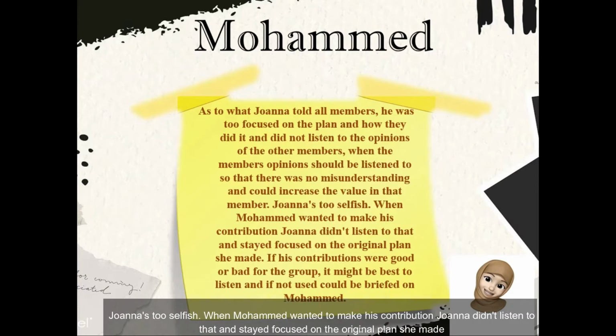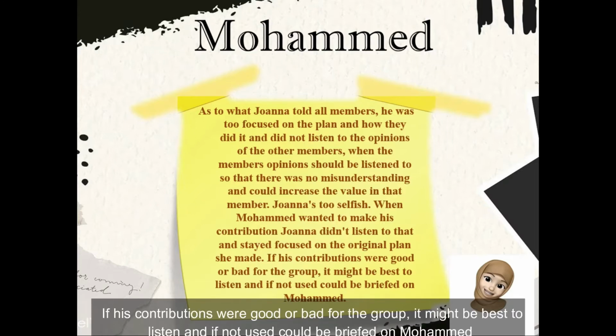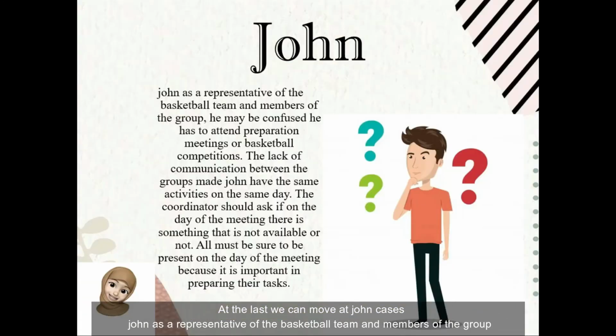Joanna's too selfish. When Mohammed wanted to make his contribution, Joanna didn't listen to that and stayed focused on the original plan she made. If his contribution were good or bad for the group, it might be best to listen, and if not, you could be brief with Mohammed. At the last, we can move to John's case.